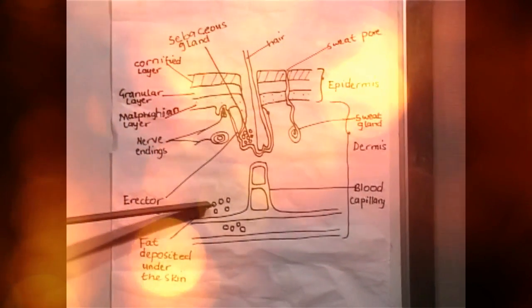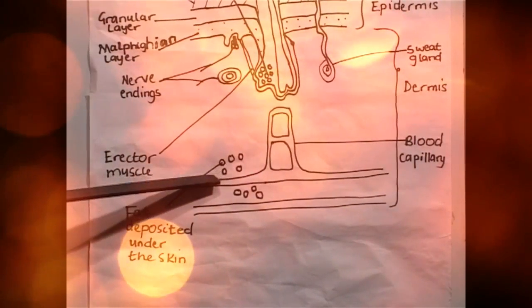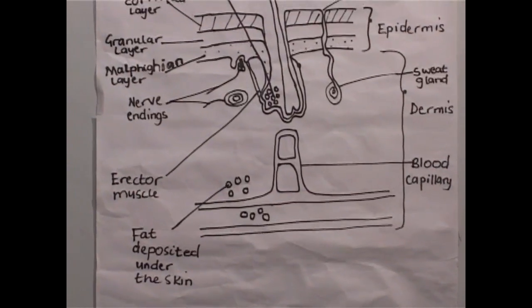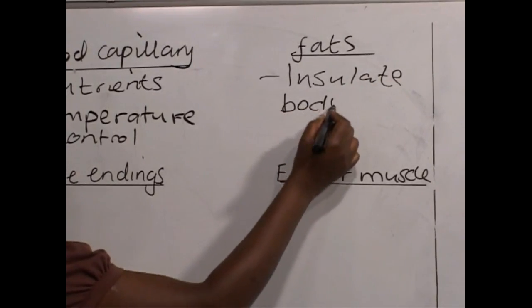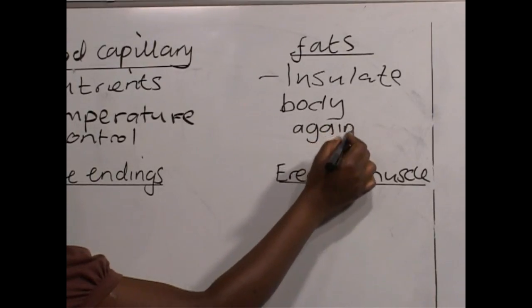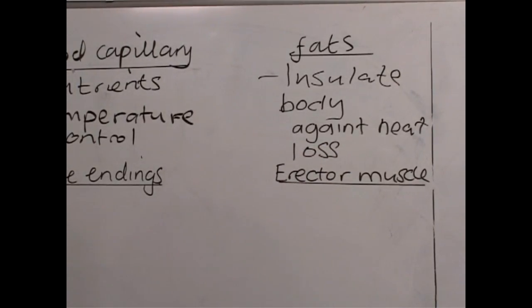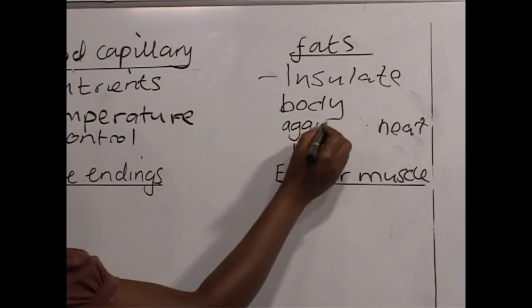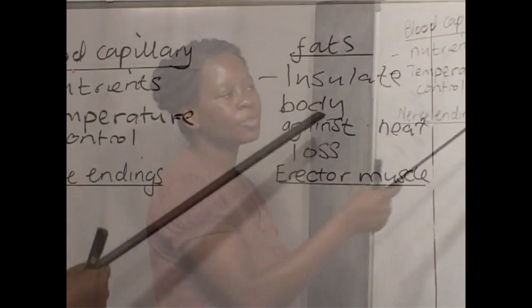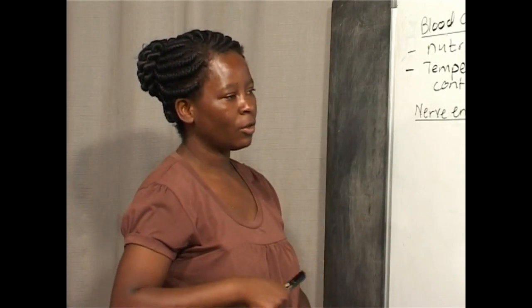Now, when you look at the fatty deposits, these fatty deposits are important because they insulate the body against heat loss. So the fats insulate the body against heat loss. So don't forget, fats insulate the body against heat loss.